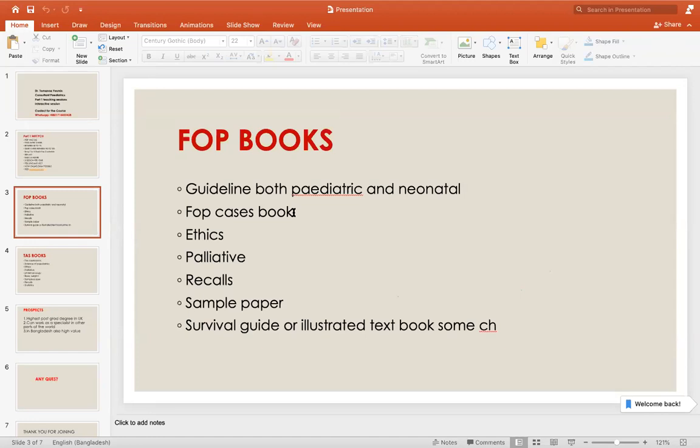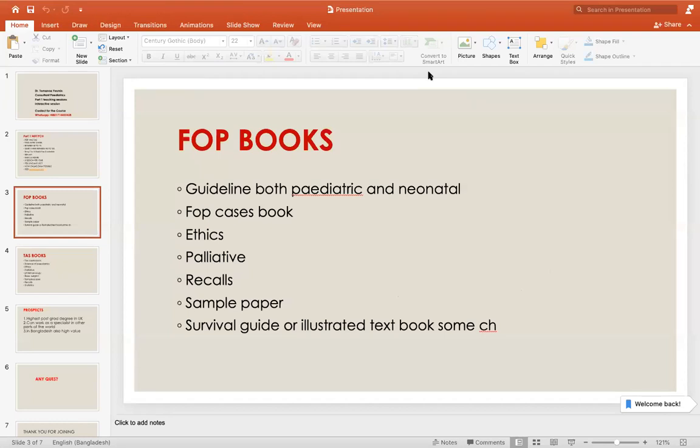This Blue Book, up to 2021, is applicable, but the Red Book has actually expired. The Red Book's last edition was 2018 to 2020, so it is nearly not applicable now. But until a new guideline comes, I hope it will come in August 2021, you have to read the Red Book.